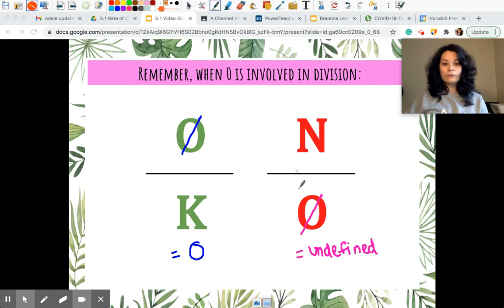Okay, so hopefully this kind of helps you remember. 0 up top, it's okay. You'll get a number, you'll get 0. No, it's not okay to have that 0 on the bottom. You'll get undefined.